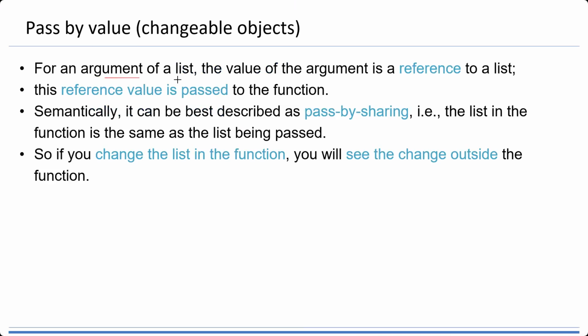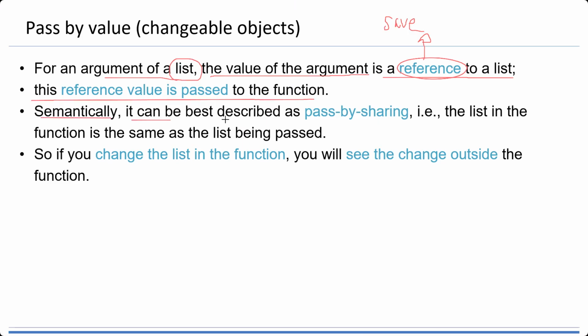For an argument of a list, the value of the argument is a reference to a list. So please remember this one, reference. The reference means something that you will save into a kind of memory address. This reference value is passed to the function.